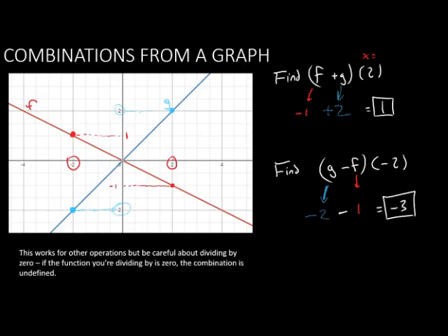This will also work for multiplication, but be careful about division. If the second function ends up as 0, we would be dividing by 0, which gives us an undefined answer. If the function in a division chain that you're dividing by is 0, that means our answer would be automatically undefined. Other combinations will not give you this.